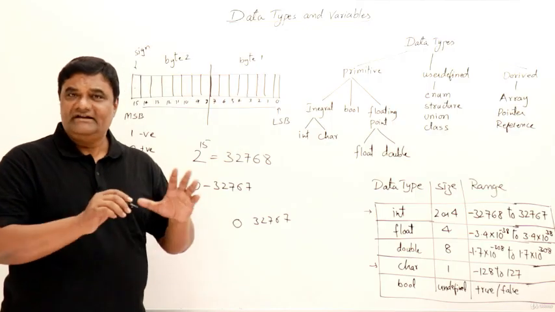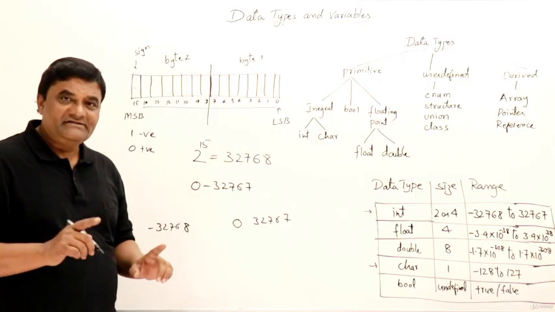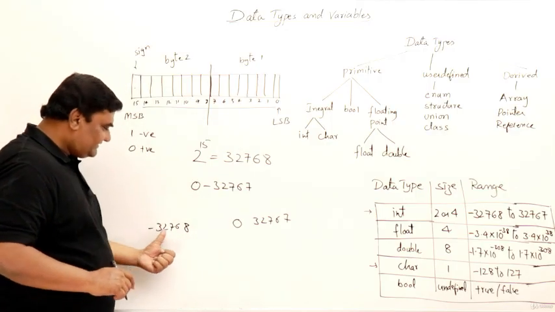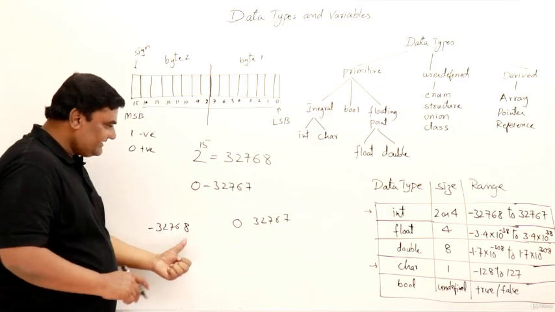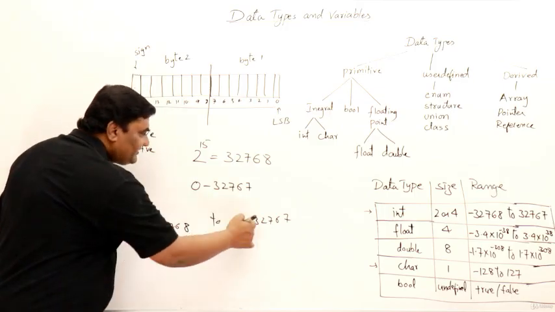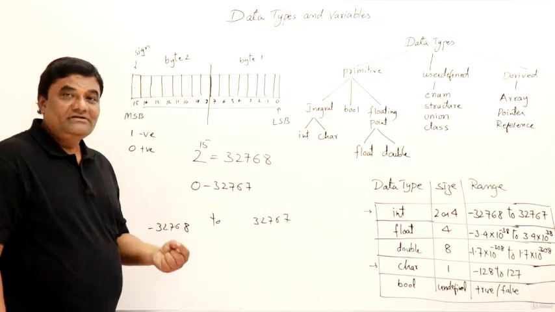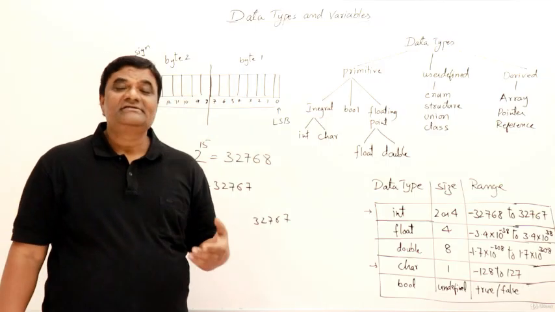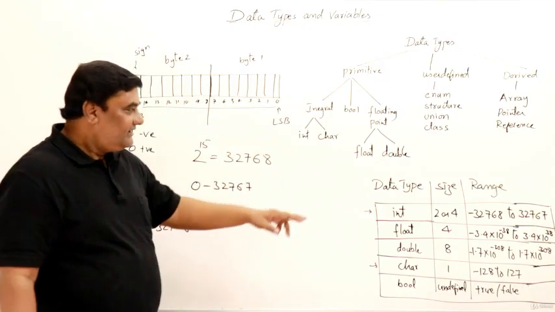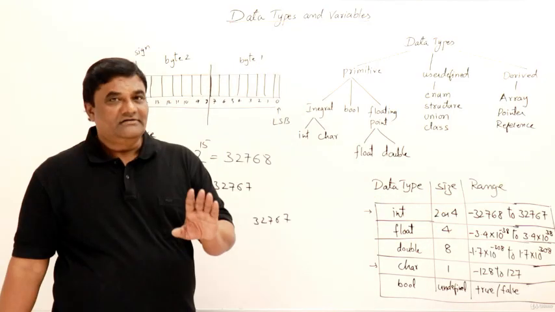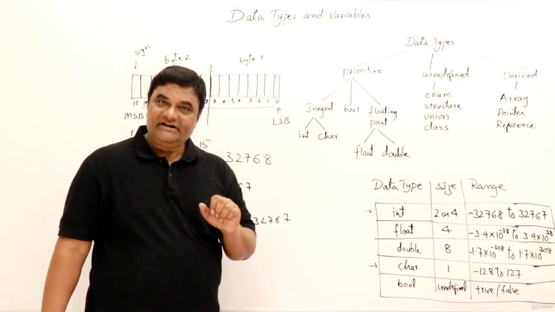It is assumed as minus 32768. It happens automatically in binary number form. If the number is negative and largest, then it will be minus 32768 to 32767. That is the reason we have one number extra here, because that minus 0 is taken as minus 32768. That's how it is getting this range. Now this is sufficient for understanding about integer.